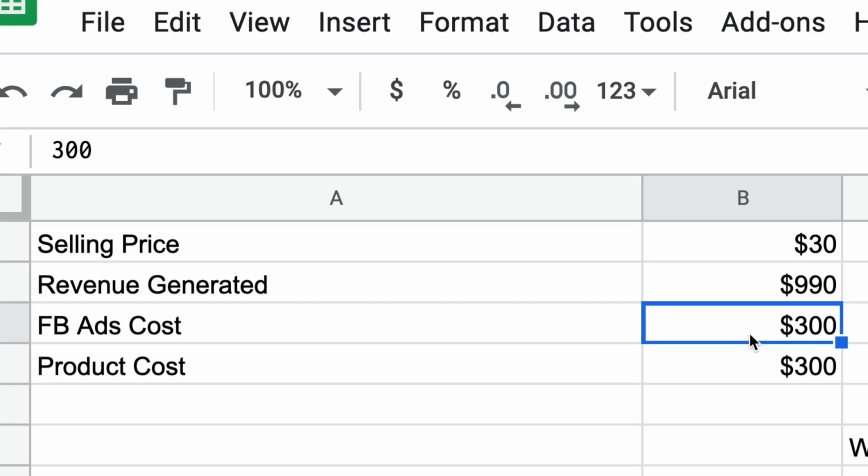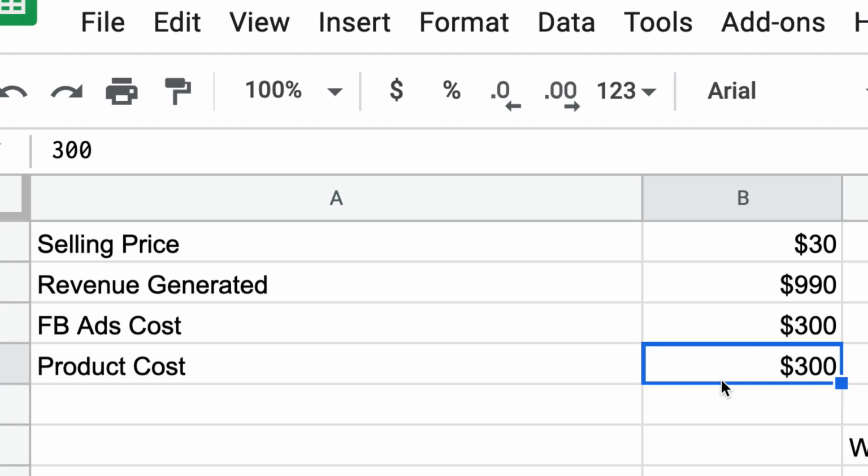Then you have your Facebook ad cost. Let's say it's $300. Again, hypothetical. I just want to take out percentages from this. Again, product cost is again hypothetical. Let's say it's $300, right? The product cost can either be sourced from eBay, from AliExpress, from Alibaba, from US suppliers. Basically, what you're going to consider is a foreign supplier whom you're paying in USD.